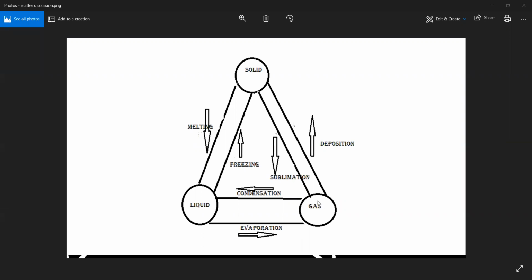Then we have another process where gas will change directly into solid without passing through the liquid phase. So the process by which gas changes into solid directly without passing through the liquid phase is called deposition. It's called deposition. So now we can reverse the process.